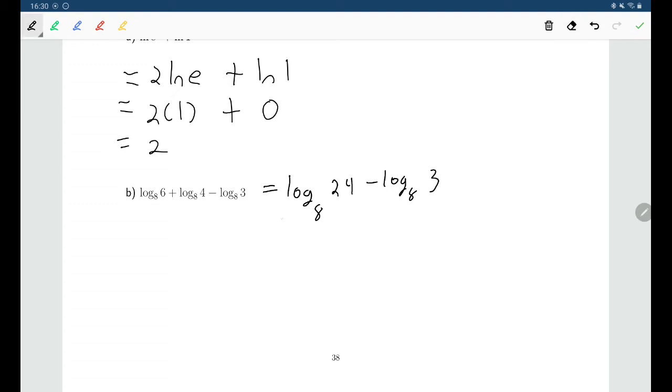Secondly, now I've got one log base 8 minus another log base 8, and I know that when I'm subtracting two logs with the same base, that it would be log of the first number divided by the second number. So that's log base 8 of 8. Oh, okay, well, we know what that is. Log base a of a is always equal to 1. Log base 8 of 8 is 1. And then there we go. Our final answer to this question is 1.